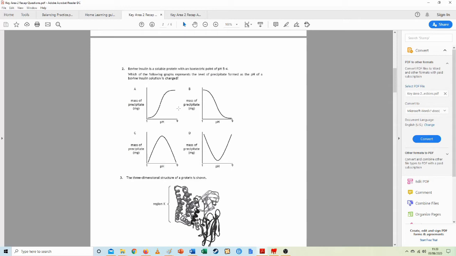Which of the following graphs represents the level of precipitate formed as the pH of bovine insulin solution is changed? Now, this is pretty interesting because the precipitate is going to be created from the thing becoming non-polar and falling out of solution. So the mass of precipitate as we get to 5.4, so as we get to that middle section, should increase, because as you get to the isoelectric point, it's going to lose its charge and it's going to become less soluble. So the answer for 2 should be C. That should be C for 2.